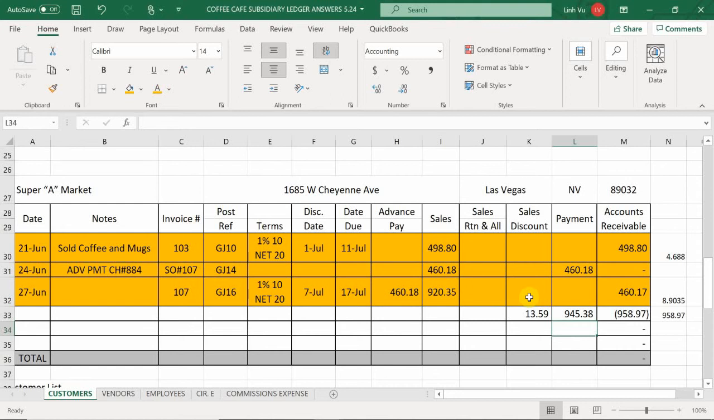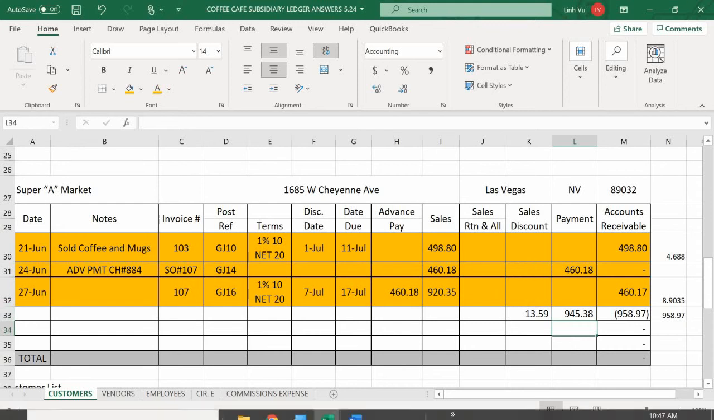So here they're just paying for one of the invoices and say, hey, why not just pay both of them all in one go? It was getting close to the discount due date, so they just took advantage of it today. All right. So there we have it. They get $13.59 discount. They paid us $945.38 in grand total for the $958.97.